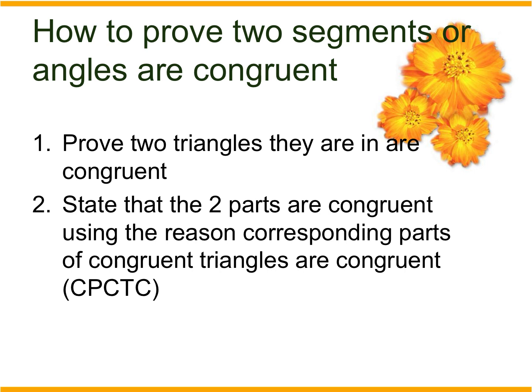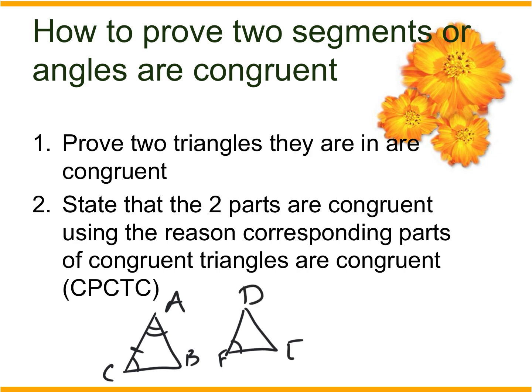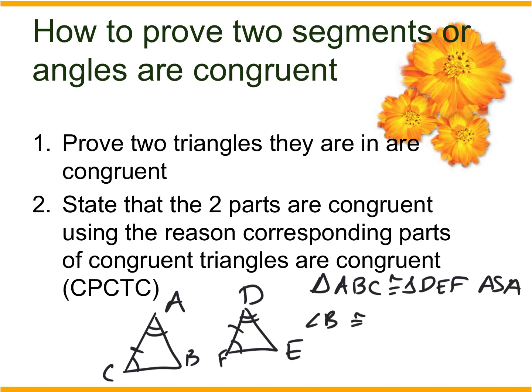That's just a lot of information, so I'll give you guys an example. If we have, let's say, triangle ABC, like that, and we have triangle FDE, exactly the same. We know that triangle ABC is congruent to triangle DEF by ASA. But now we can show that angle B is congruent to angle E.